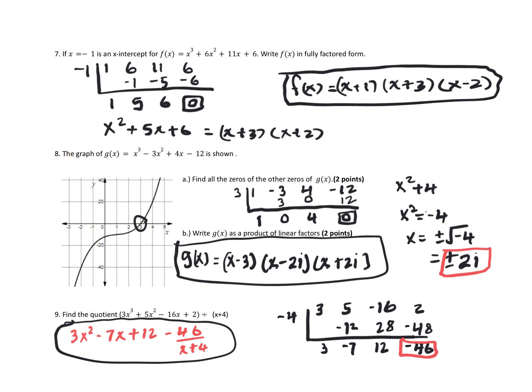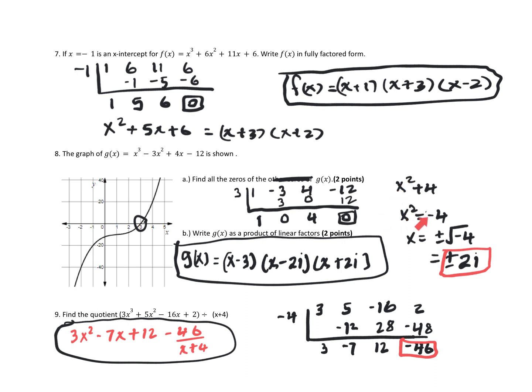Okay, we go to number 8. Here we are given an equation, and we are given a graph, and we are told to find all the zeros of g of x. Find all the zeros. I already know I have 3, so I'm going to use 3. I use my coefficients. The simplest method is synthetic division here. When I do that, I'm left with 1 and 4. When I write that as an equation here, I get x squared plus 4. That's the other factor.